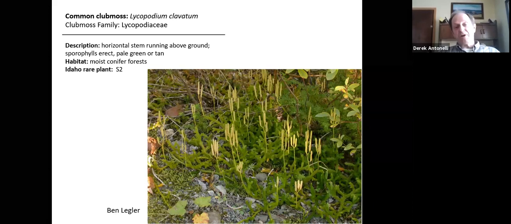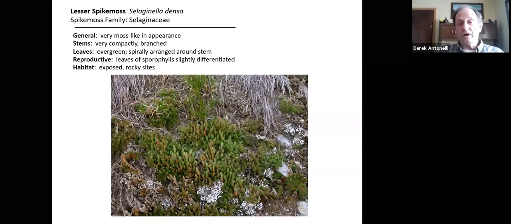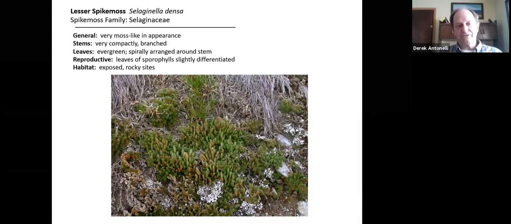Switching over to the spike mosses, these grow on rocks, and when they get dried out, they look just like dried out moss. In fact, you've probably seen it quite often and just never even realized it was a vascular plant. You probably would have just thought it was a moss.